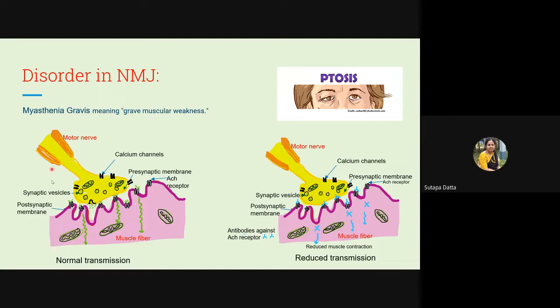So this is the normal phenomenon, but in one physiological disorder termed myasthenia gravis, which means a grave muscular weakness, this is the case. Here you can see the acetylcholine receptors. These receptors are already bound by antibodies. This is a kind of autoimmune disease, which means antibodies are produced against your own protein. Here the protein is the acetylcholine receptor.